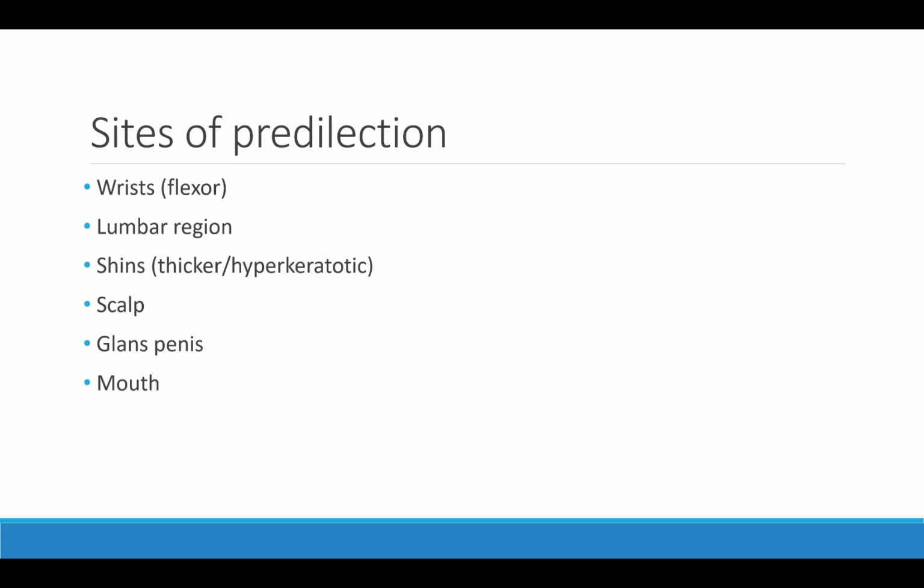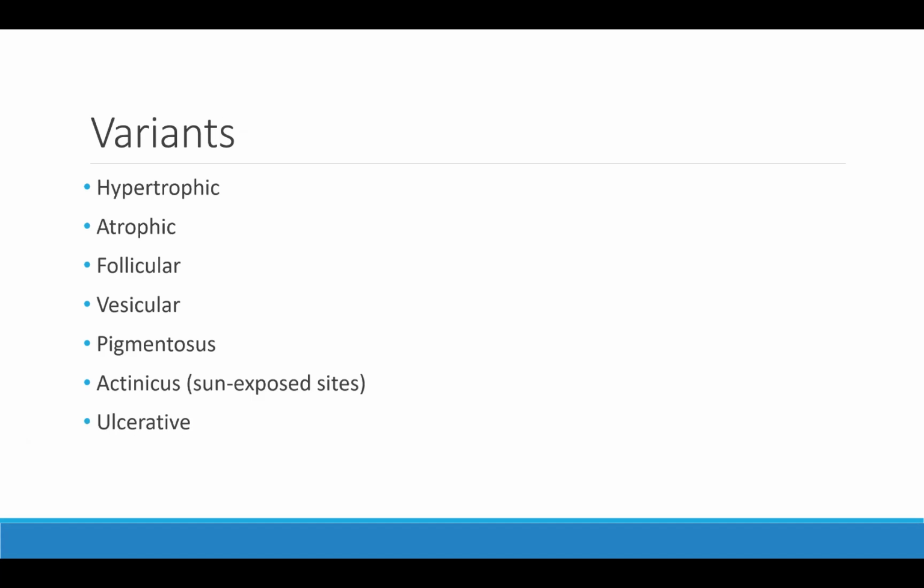Sites of predilection of Lichen planus: at the wrists, namely the flexor aspects, lumbar region, on the shins, which are often thicker plaques or hyperkeratotic, scalp, glans penis, as well as the mouth. The following are variants of Lichen planus: hypertrophic, atrophic, follicular, vesicular, pigmentosus, actinicus, which means over the sun-exposed sites, as well as ulcerative.